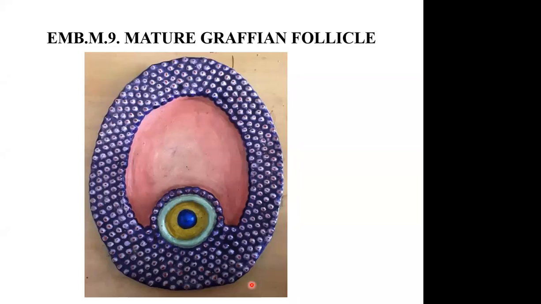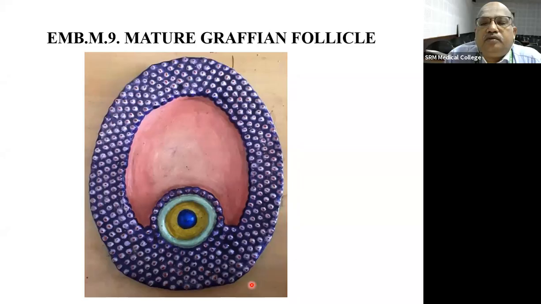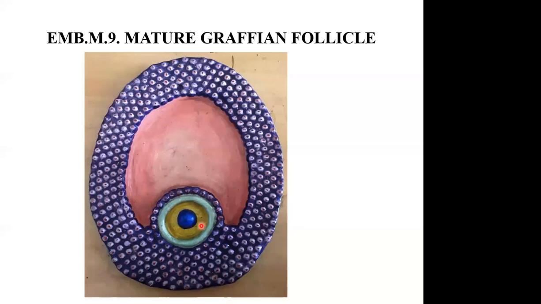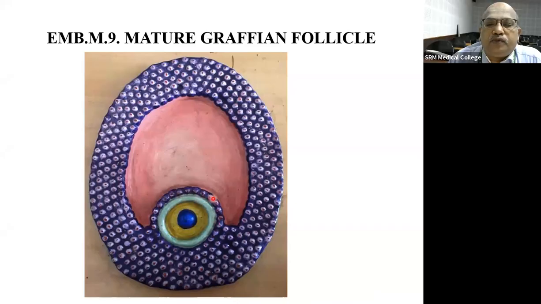So next model, what is this? Graafian follicle. Okay, so this is the matured Graafian follicle. Here I will point out the things you have to tell. What is this? Zona pellucida. Very good. So this is zona pellucida.